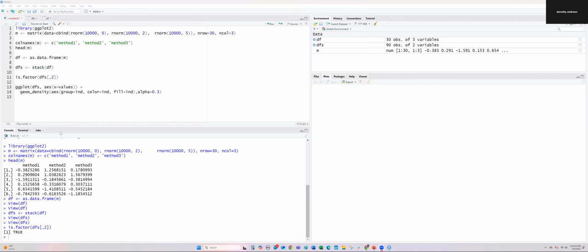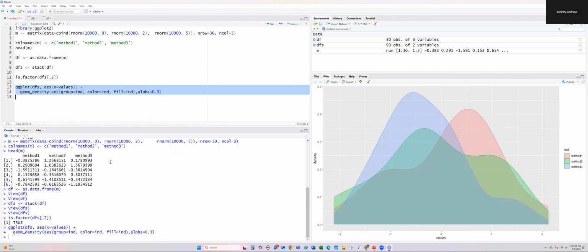Okay, so let's take a look at the graph. And so there you have it. This looks a little bit different from the one in the notes because we're using random numbers.